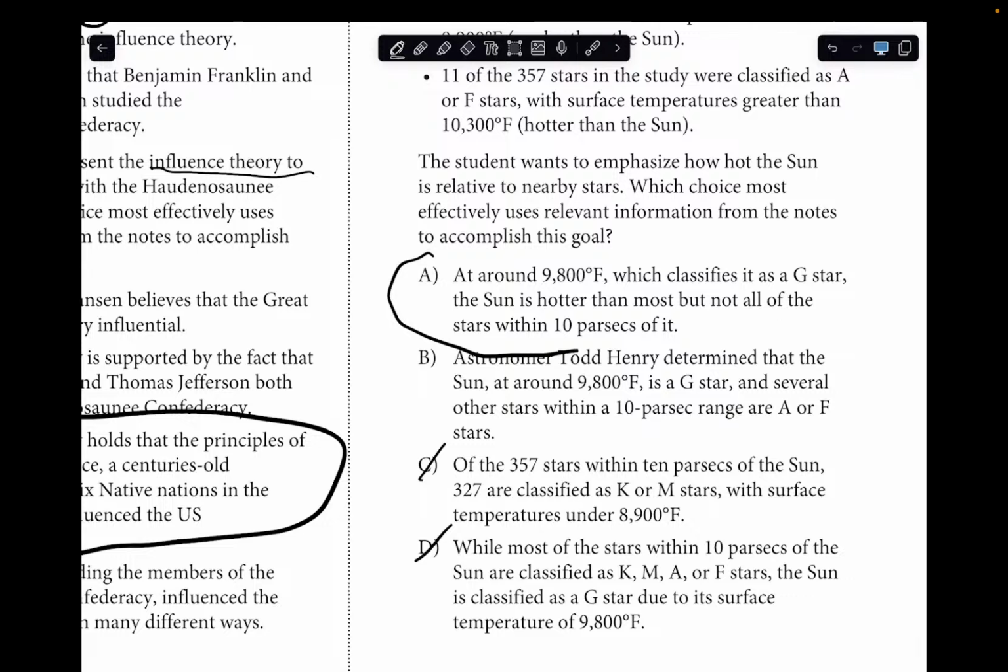Really, the only comparison I see is in A. And it references how hot the sun is relative to the other stars.